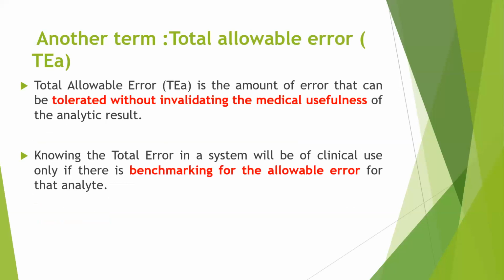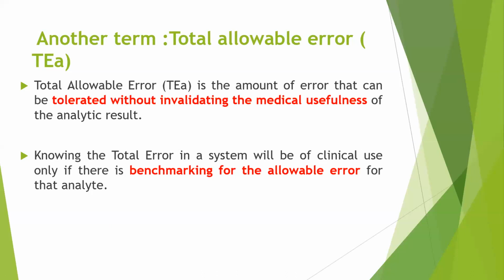Again, coming back, we need to know total error, with the benchmark that total error cannot exceed a certain limit, and that is the total allowable error. When we do the exercise of establishing total error, of calculating total error in a system, we must have a benchmark to compare with. If there is no benchmark, then you're doing only half the work.